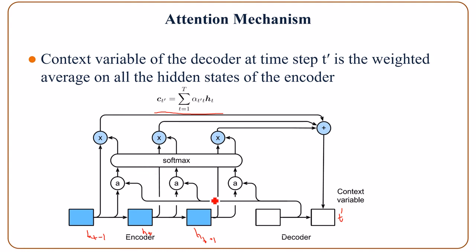Then the context variable, which is c_t', is the weighted average of all the hidden states of the encoder from 1 to uppercase T. And alpha_{t't}, the weight, can be controlled so that different portions of the input sequence can be focused on at different time steps and encoded into the context variable of the corresponding time step. So they are applied here and there and there.